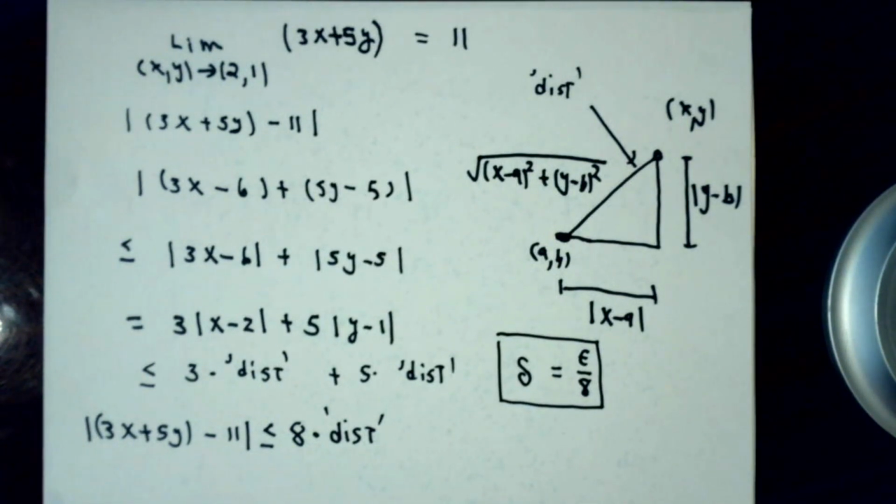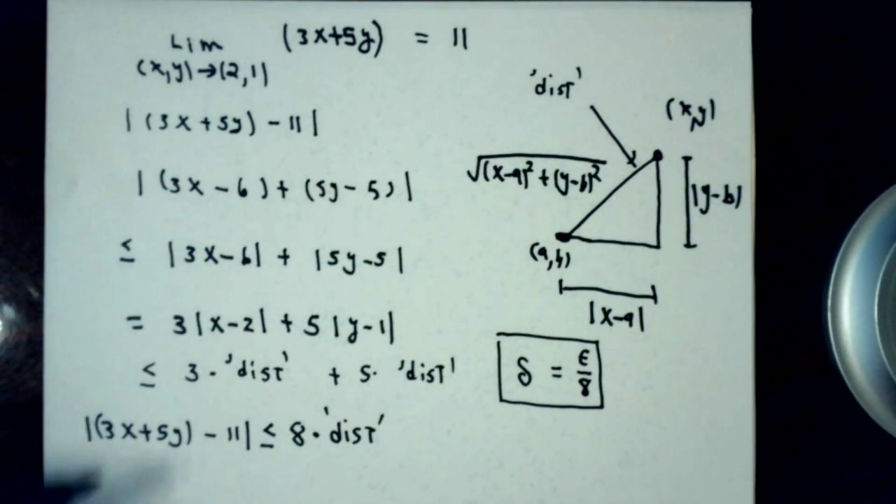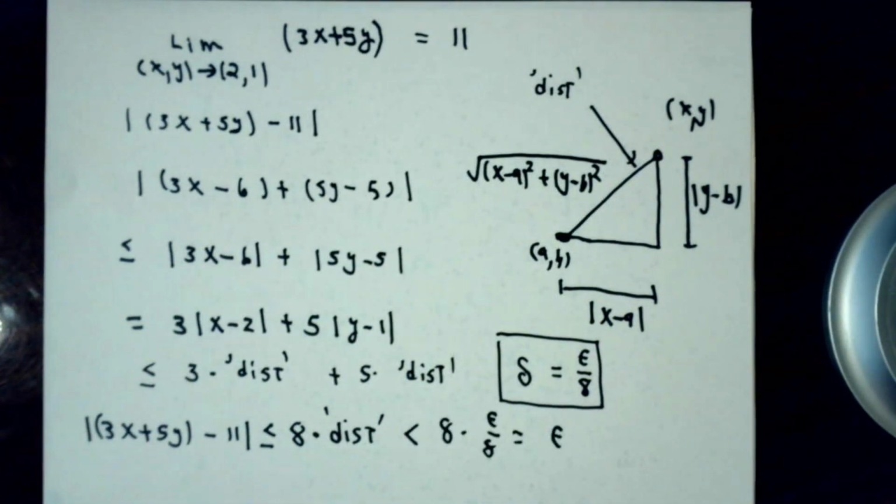Given epsilon bigger than 0, let delta equal epsilon divided by 8. Then looking at the difference of the two quantities, the function value and what I think the limit is, that difference is less than or equal to this, when the distance is smaller than delta, where delta is epsilon over 8. The distance being strictly smaller than delta is where I get my strict inequality from.